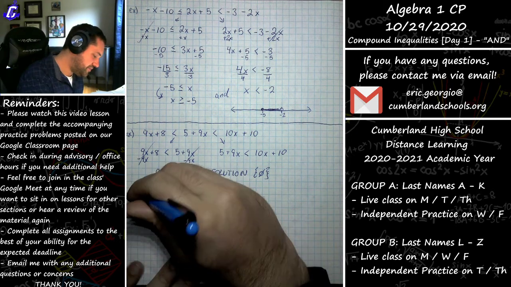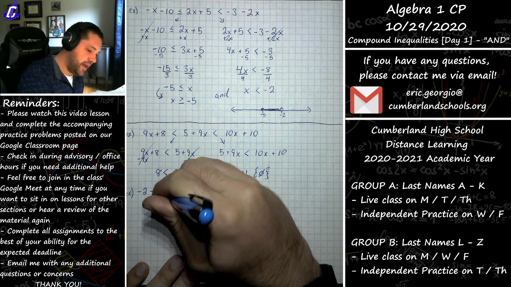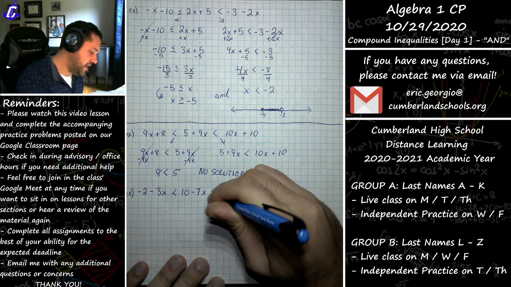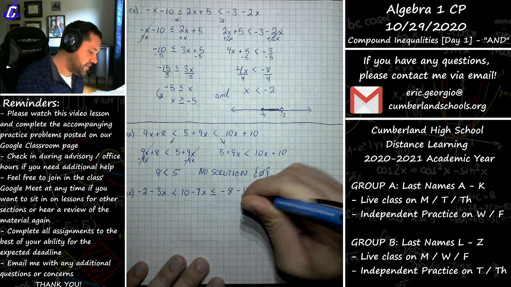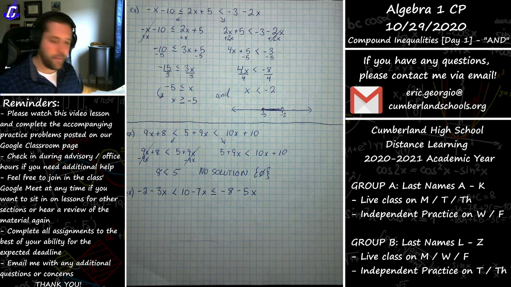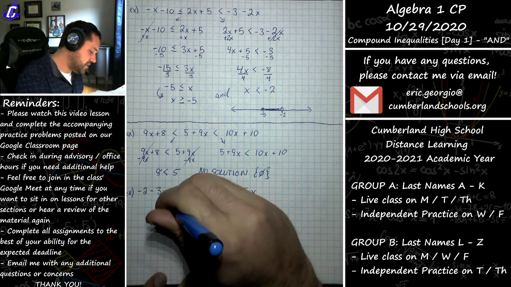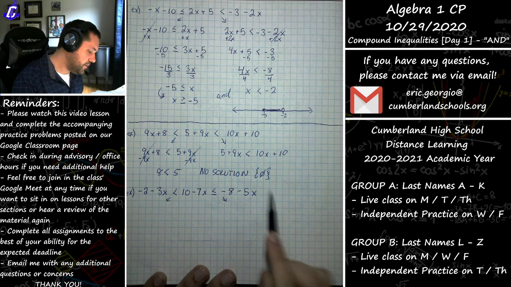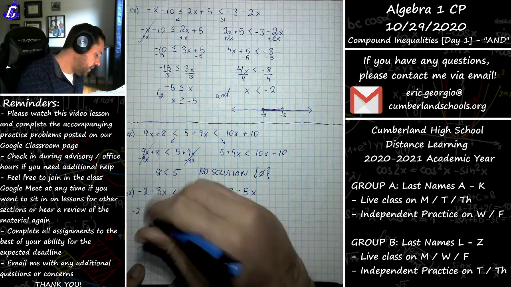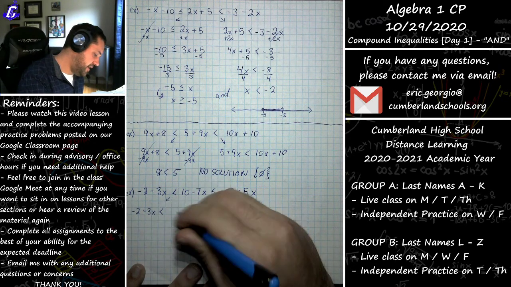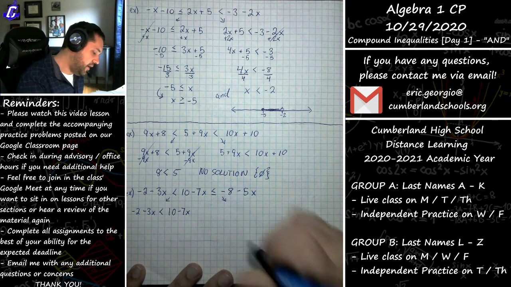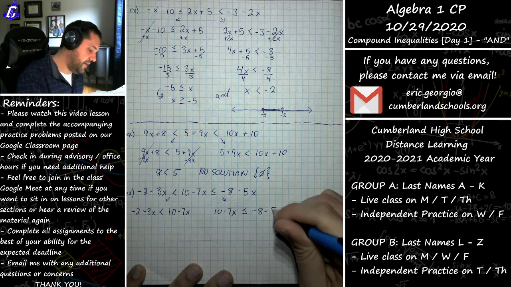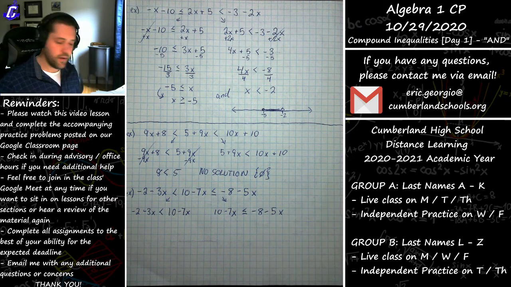Check this out. I'm going to have negative 2 minus 3x is less than 10 minus 7x, which is less than or equal to negative 8 minus 5x. Right? Just another example here. Last one. I'll split this apart just like before. Consider this first group and this second group. I'm going to say that negative 2 minus 3x is less than 10 minus 7x. And also that 10 minus 7x is less than or equal to negative 8 minus 5x. Okay?